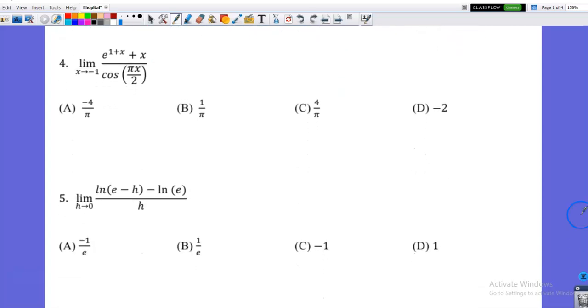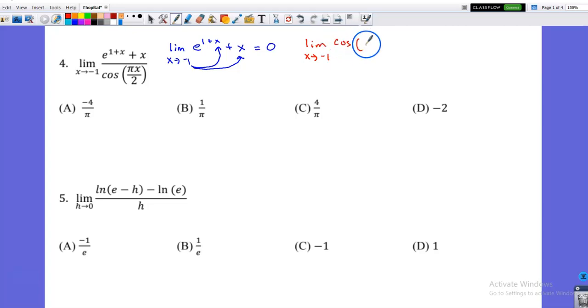Number 4. Limit as x goes to negative 1 of e to the 1 plus x. Again, substituting -1 here would give me e to the 0. E to the 0 is 1. Substituting -1 here, +1 and -1 would give me the 0 that I'm anticipating. Showing the denominator totally separately, no 0 over 0.